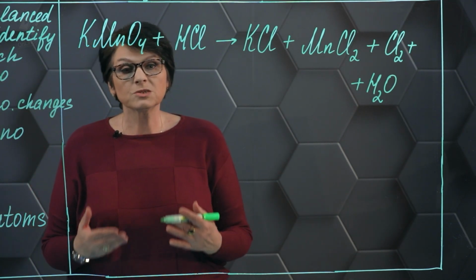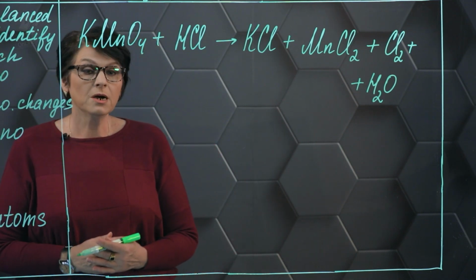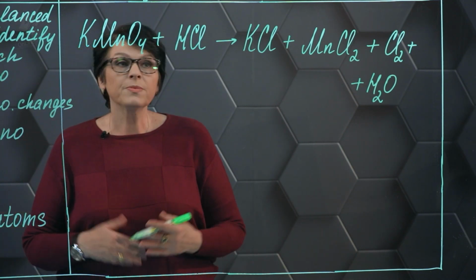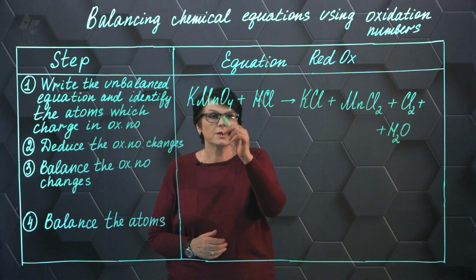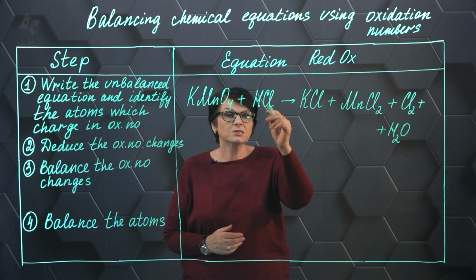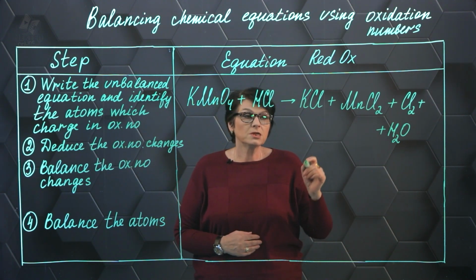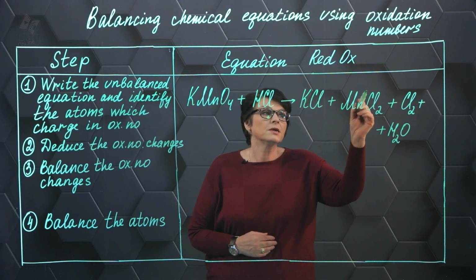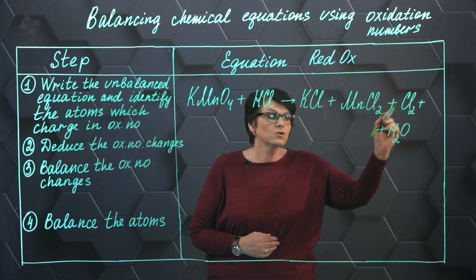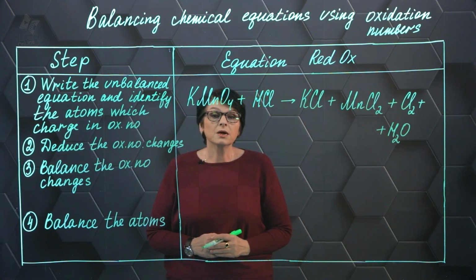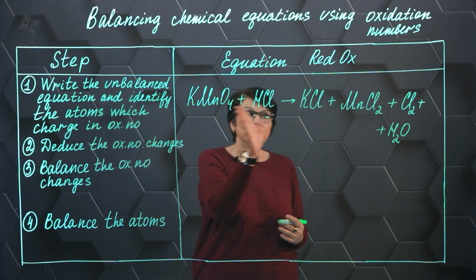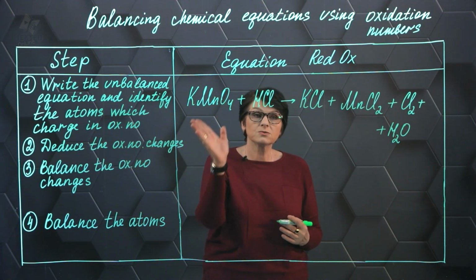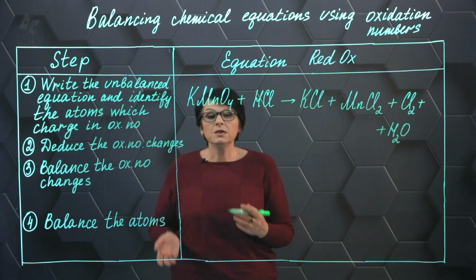So, what is the reaction between potassium permanganate, KMnO4, and hydrochloric acid? During this reaction, potassium chloride, manganese chloride, chlorine, and water are released. So let's start with the first stage. We had to write an unbalanced reaction scheme. Here it is just written down, and we put down the degree of oxidation of each chemical element.